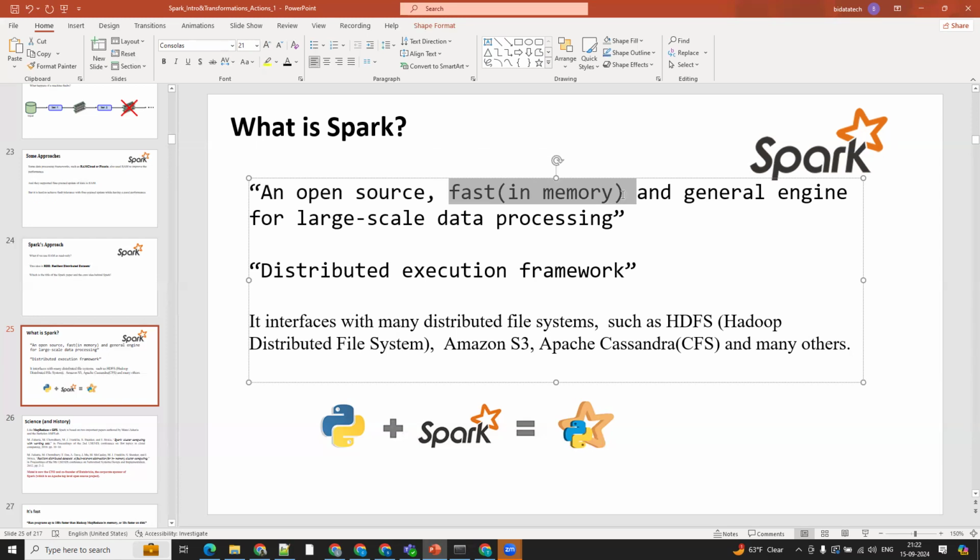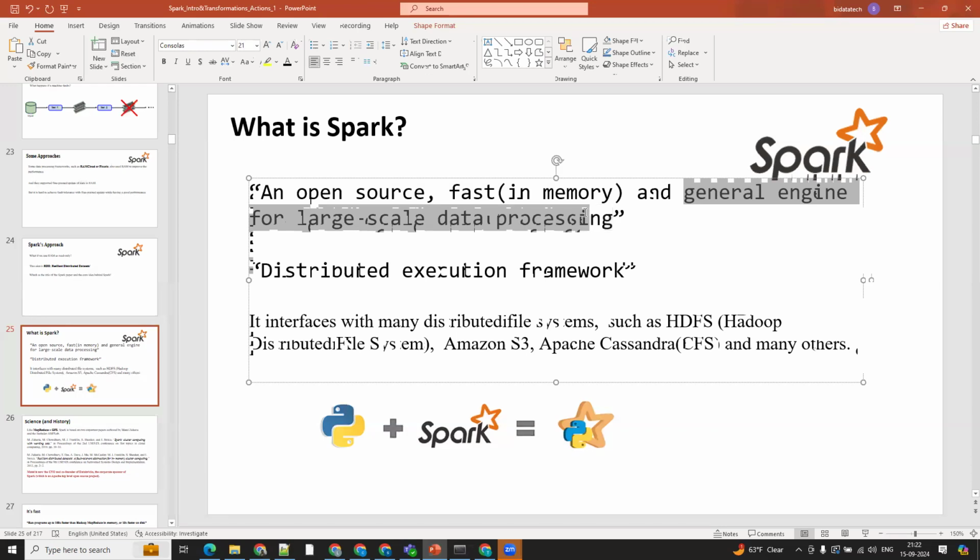Where are we going to do the transformations actually? In memory, in the RAM memory. Okay. And a general engine for large scale data processing. What is the general engine? What does general engine actually mean?